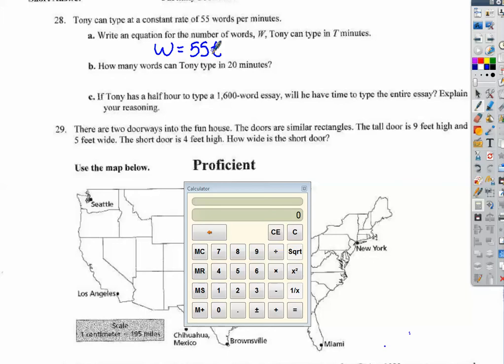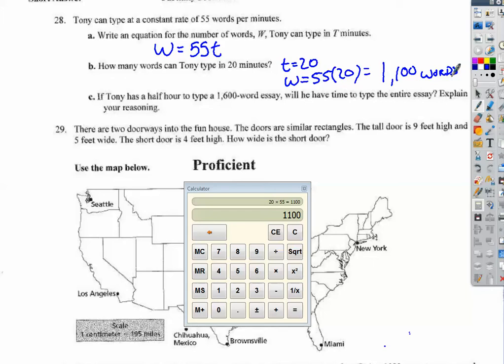So how many words can Tony type in 20 minutes? Well, 20 minutes is a T value, right? So instead of T, I'm going to write 20. So W is equal to 55 times 20. And remember that when you put two numbers next to each other, it means multiply. So 20 times 55 equals 1,100 words. Although I'd rather them be cookies.